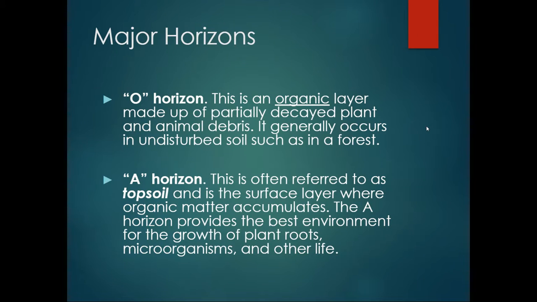All right, so the O horizon, this is an organic layer made up of partially decayed plants and animal debris. It generally occurs in undisturbed soil, such as in a forest. So this is the absolute top layer. This is the surface layer of the soil horizon. Right below it is the A horizon, which is the topsoil. And this is where you find a lot of your organic nutrients that is needed for agricultural purposes or growing in general. So these two horizons, again, are the most important when we talk about agricultural relationships.